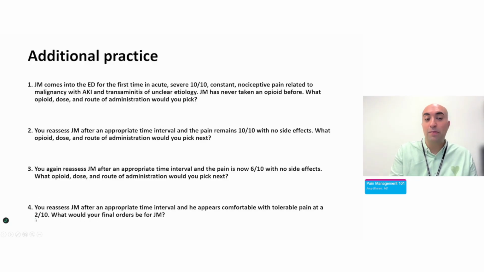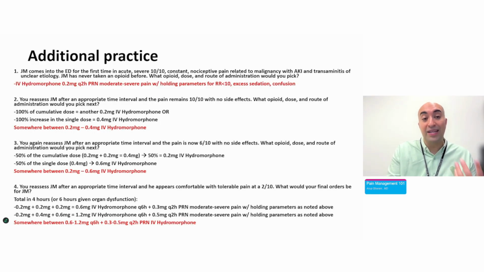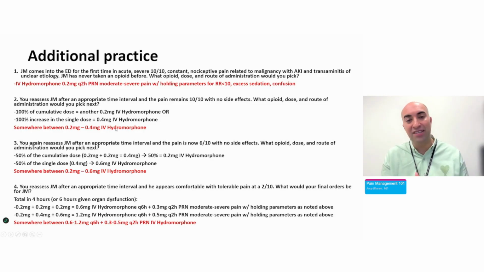What do you do next? And finally, you go back a last time and it's 2 out of 10. You've achieved your goal. What should your final orders be? So in the interest of time, I'm going to walk you through an example, but I'm going to give you the range so you can see how variable this can be and recognize that there isn't a perfect answer here.